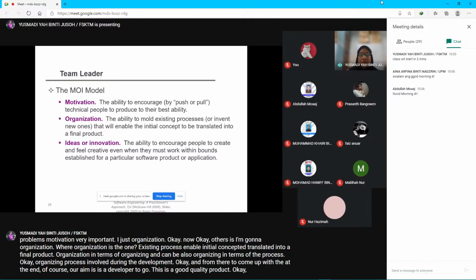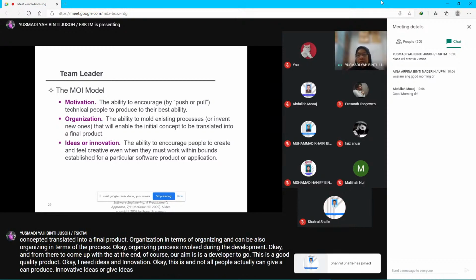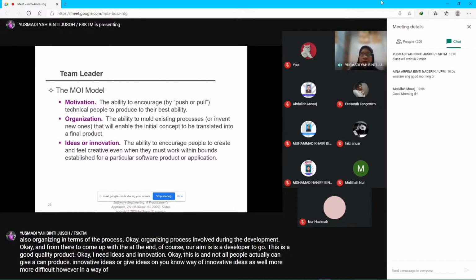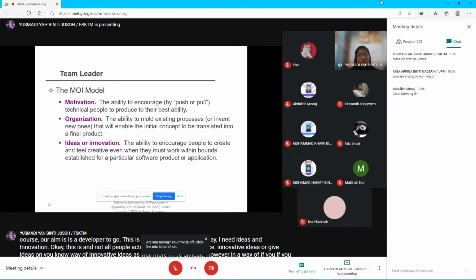Okay, I need ideas and innovation. Not all people can actually produce innovative ideas, or give ideas in a way of innovative ideas as well, which is more difficult. However, if you see the news nowadays, in the entertainment and telecommunication industries, they are looking for innovative ideas, right? So it can come from the end user, from the customer. The ideas can possibly come from other things.